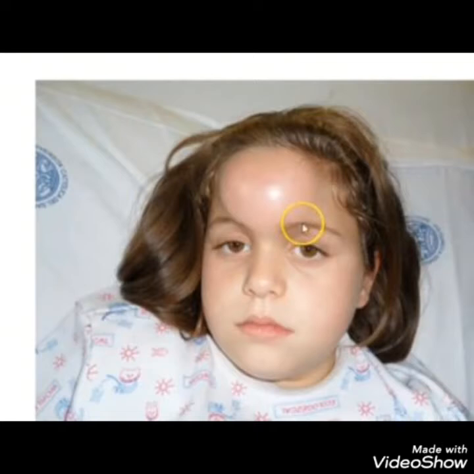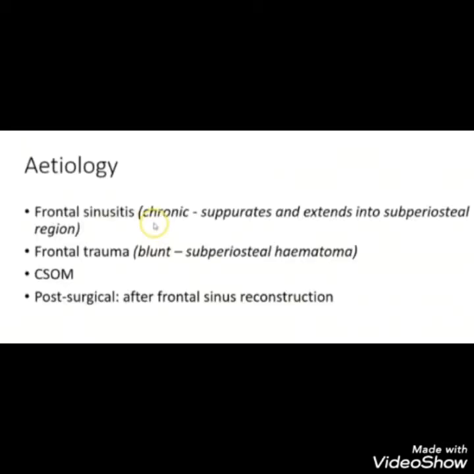It is the formation of a diffuse external swelling in the scalp due to subperiosteal pus formation and scalp edema. So you will notice in this picture an edema and a swelling that is full of pus.